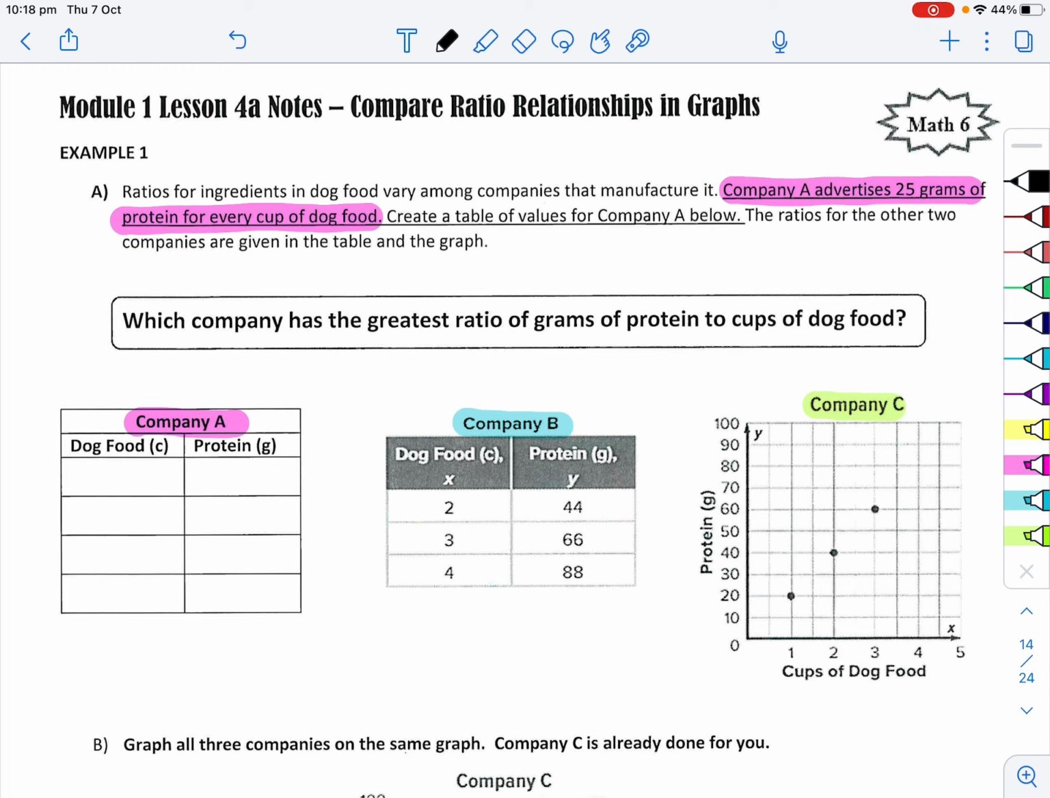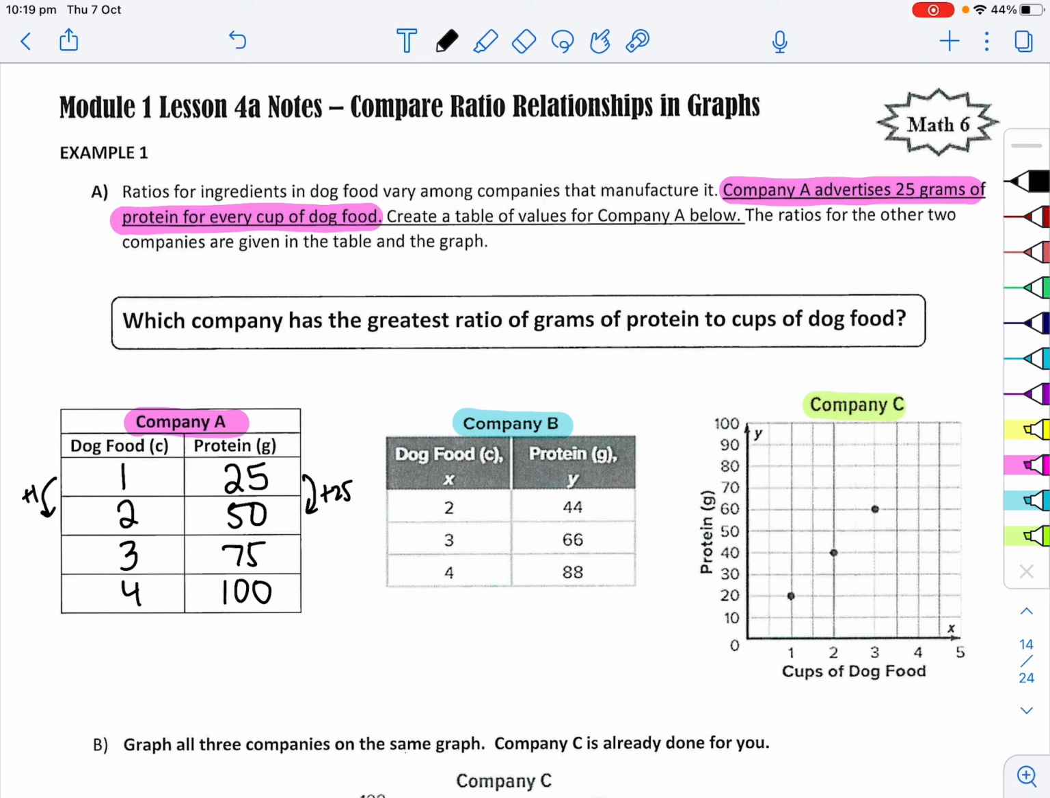And that's what we worked on yesterday. So we worked on being able to put that ratio in the table and then continue the pattern. Company A advertises 25 grams of protein for every cup of dog food. So for every 1 cup of dog food, I've got 25 grams of protein. I'm going to continue this pattern. So plus 1, being 2, 3, 4. And then I'm going to add 25, which would be 50, 75, and then 100.